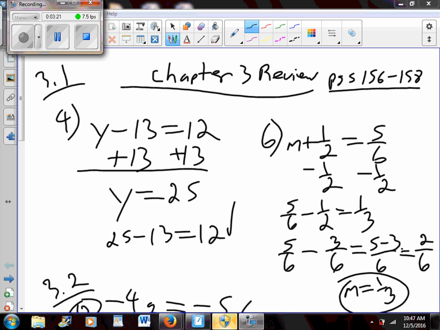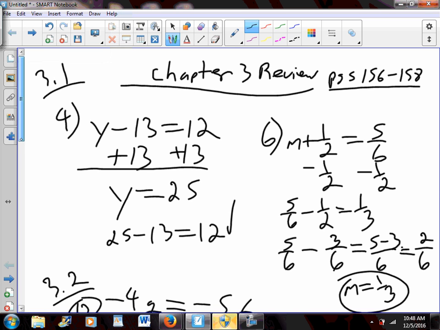Okay, so I want to stress this. m here is equal to 1/3. I want to see the work. If you want to use your calculator to check yourself, that's fine, but you're going to have to show me how it is, algebraically, that this is true. All right? It's non-negotiable.